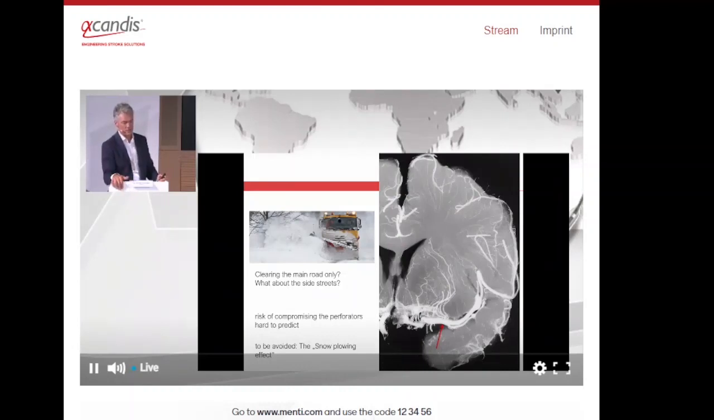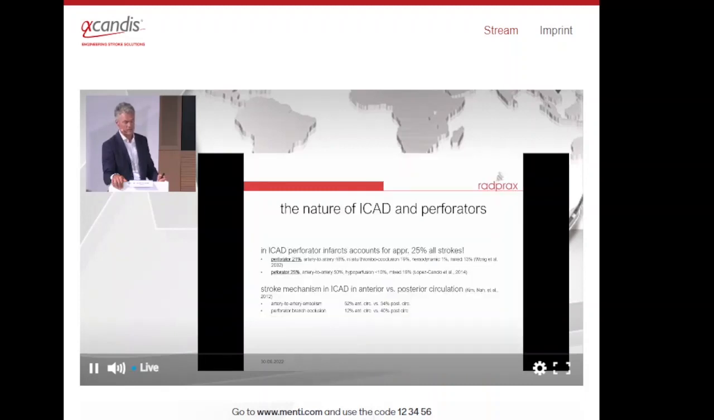And I think our PTA balloons are very strong, and that's why it's nice to compare them with this snow-plowing effect. And if we look at the amount of perforators that can arise from an M1 segment or from the basilar artery, it's really impressive how many vessels arise from these segments. So what is the nature of these perforators?